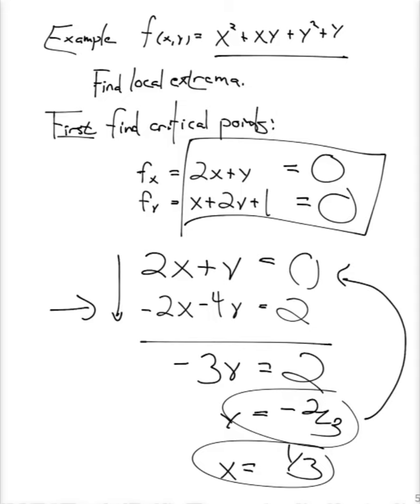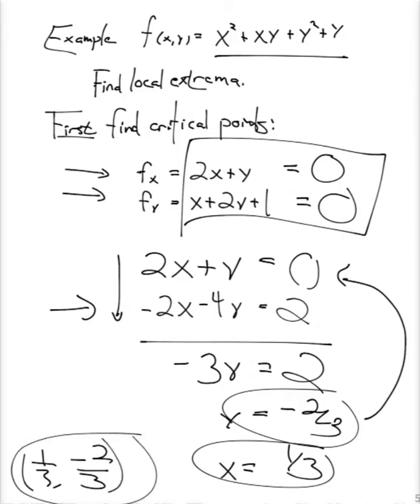Note that the partial derivatives fx and fy are just polynomials in x and y, and so they're defined everywhere. There are no critical points of the second variety, those where the partial derivatives are undefined. There's only one critical point of the first variety, and that critical point is (1/3, -2/3). So we have some local extremum at (1/3, -2/3), perhaps. But we don't know if it's a local minimum or a local maximum, or if something else happens.